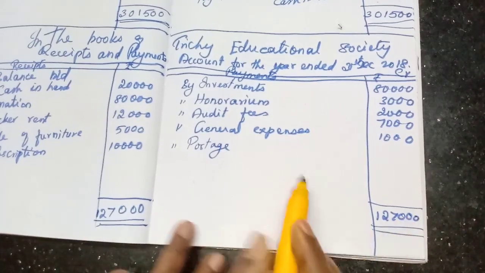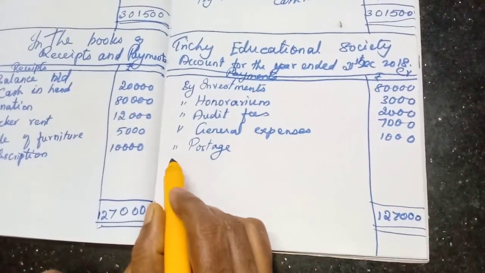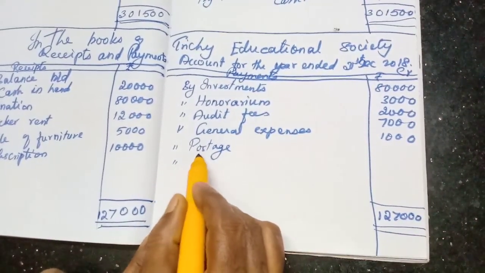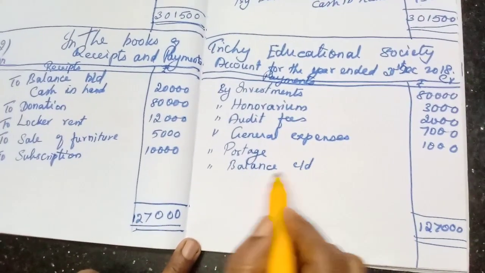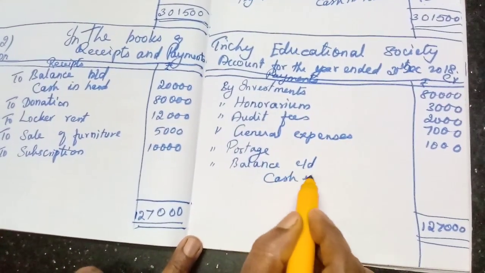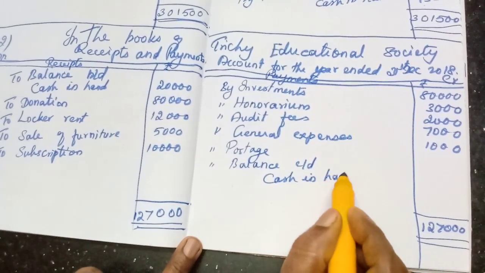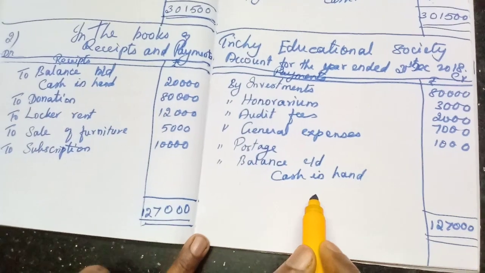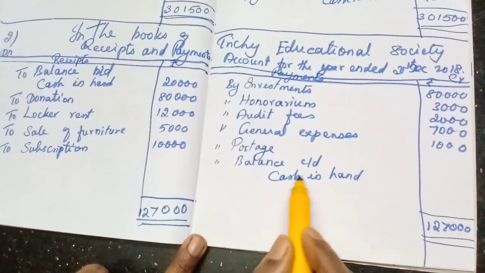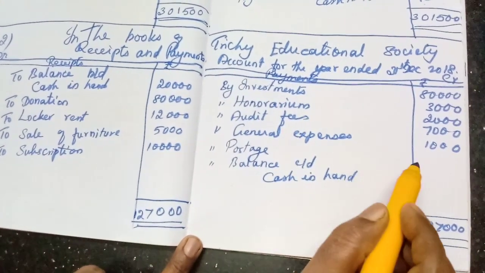Now we have to write the balance amount. So how we have to write? By balance carry down. By balance carry down, cash in hand. Here you don't write the balancing figure as we wrote in the first chapter. Okay. Here the balance carry down, cash in hand only you have to write.